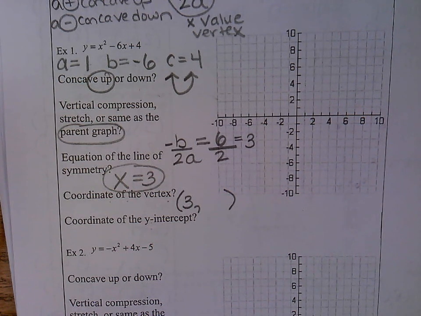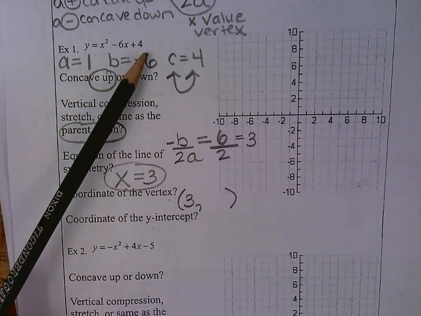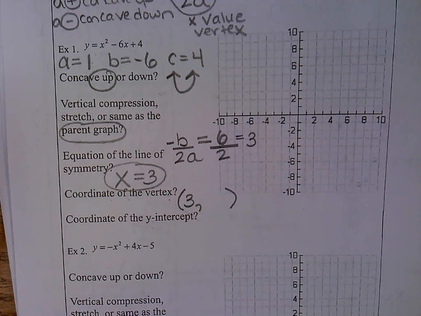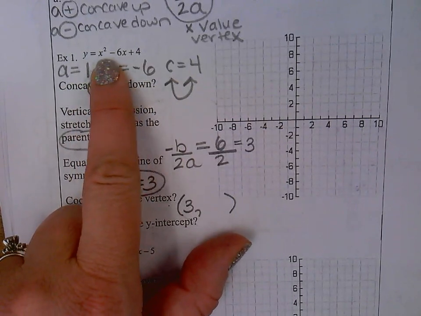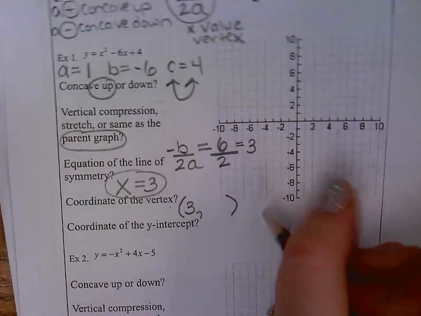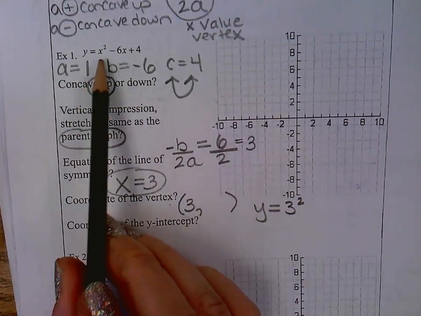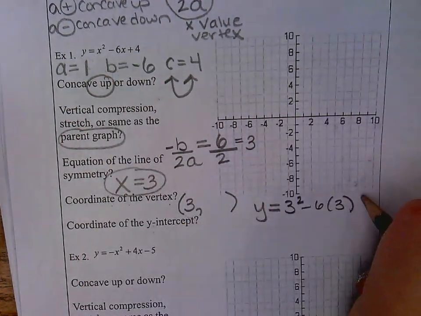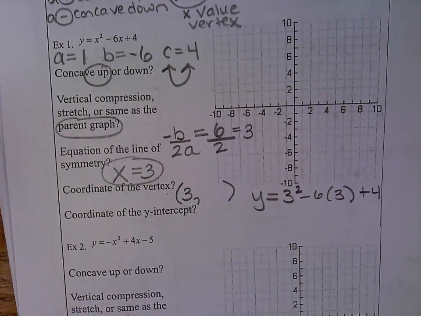This is my equation. Y equals x squared minus 6x plus 4. I know what x is. How do I find y? Plug 3 into the equation for all the x's and figure out what the y value is. So let's write that out. Y is equal to 3 squared, because I have x squared up here, minus 6 times 3, and then plus 4. So can you do order of operations? What would I do first for order of operations?